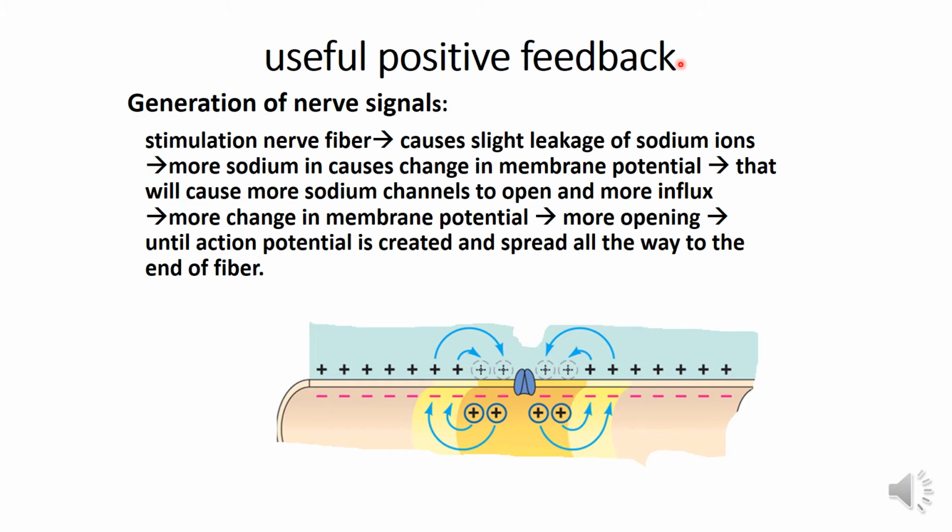Another example of a useful positive feedback mechanism is seen in generation of the nerve impulse in the nerve fiber. When the nerve fiber is stimulated, there will be a movement of sodium ions from outside to inside. And this movement of sodium inside the nerve fiber will lead to change in the membrane potential. And this change in the membrane potential will lead to more sodium channels being opened. And once more sodium channels are opened, it will lead to more change in the membrane potential. And this more change in the potential will lead to more opening of sodium channels until the action potential occurs. Once the action potential occurs, it will travel along the nerve fiber. So this is another example of a useful positive feedback mechanism.